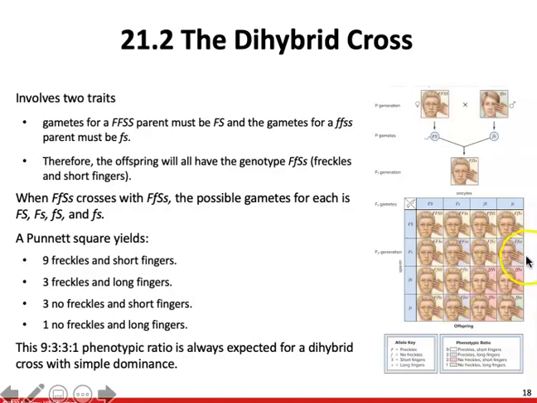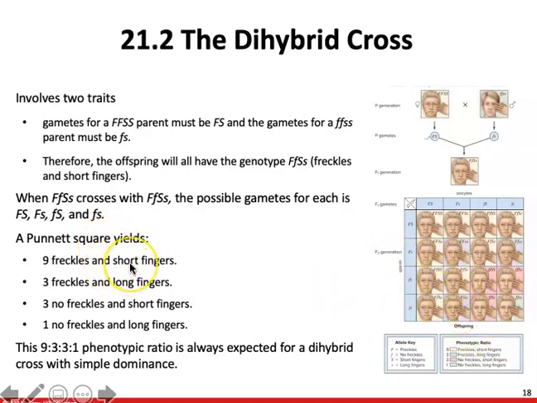3 individuals who are dominant for freckles, but recessive for finger length. 3 individuals who are recessive for freckles, but dominant for finger length. And 1 individual who is recessive for both freckles and finger length. So what we're going to end up with is a 9-to-3-to-3-to-1 ratio.